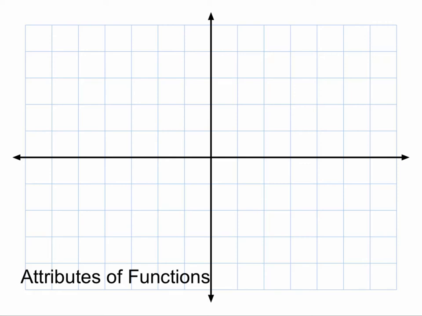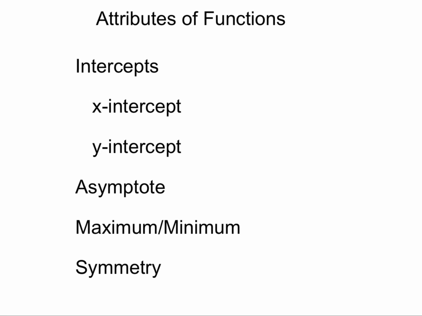Let's talk about attributes of functions. We're going to talk about several key attributes throughout this unit and, of course, the rest of the year. The first one that's really important is for you to understand intercepts. The second one is asymptotes. The third is max and min. And then fourth is symmetry.